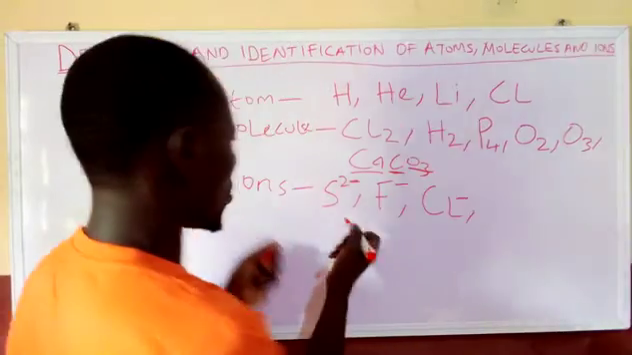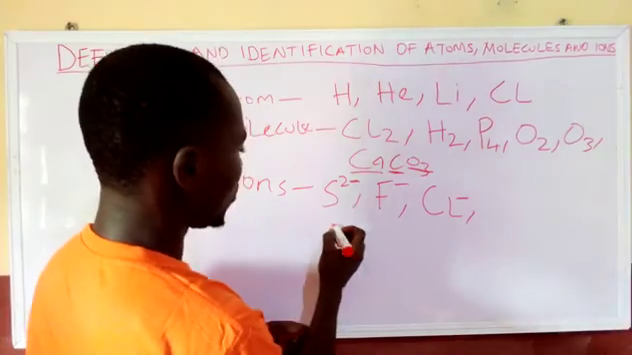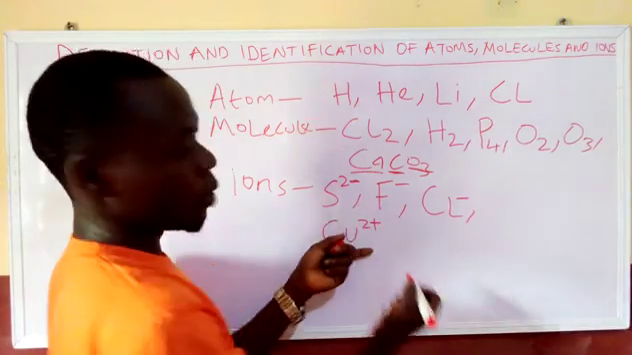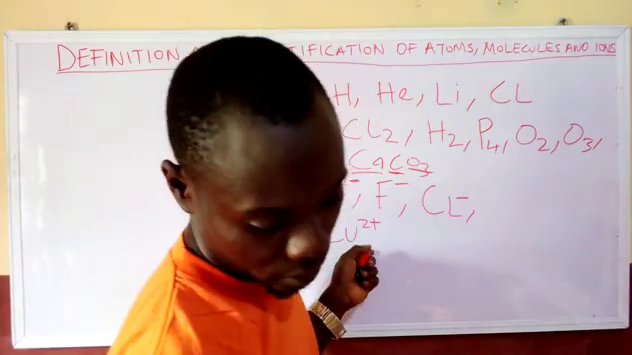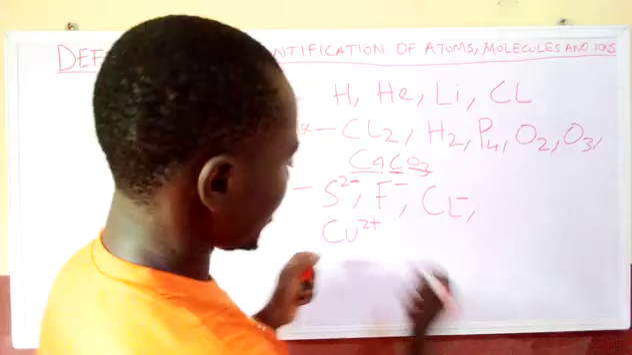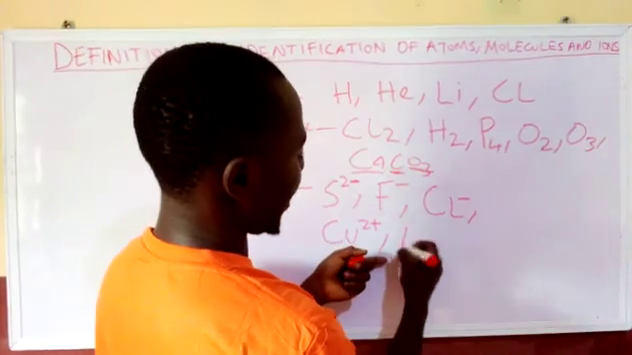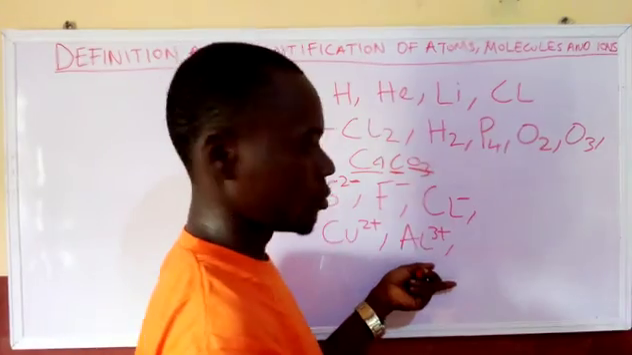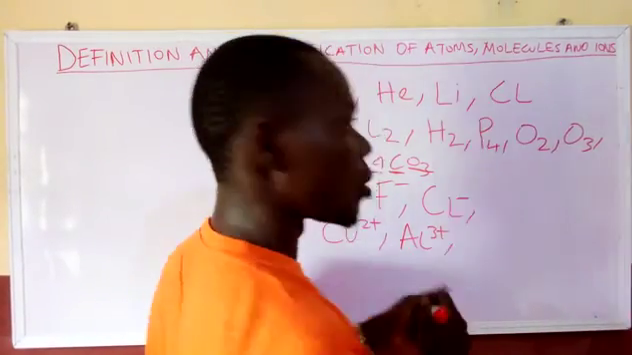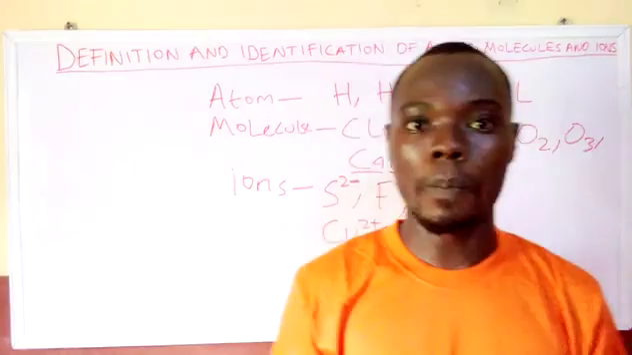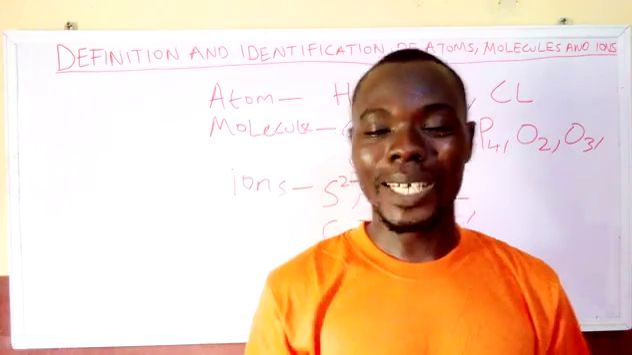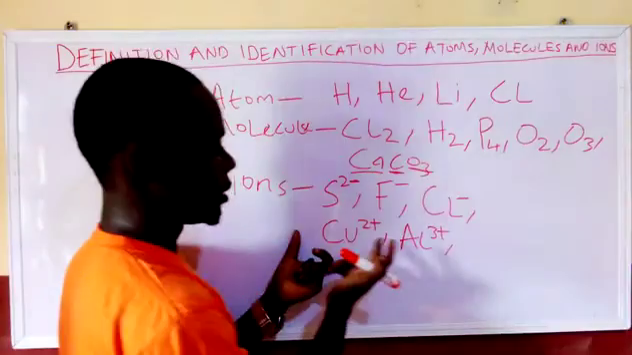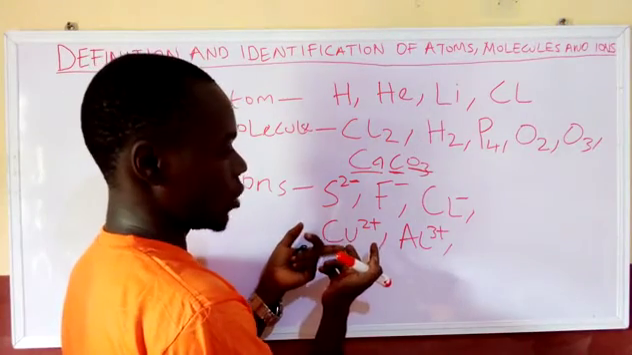They are non-metals, so they are ions of non-metals. Now let's talk of another ion. Look at Cu, for example, copper. This is an ion of copper. These are metallic ions. Now look at another one, Al3 positive, this aluminium ion. We also have some compound ions, usually called radicals. If you look at these ions, you will discover that each has only one atom. Look at copper, having only one atom.